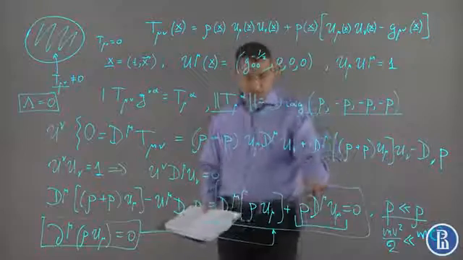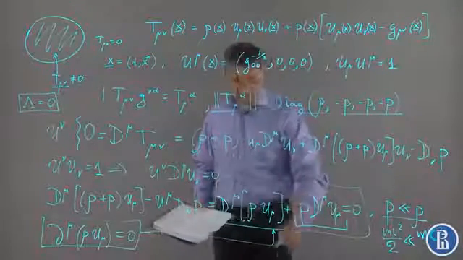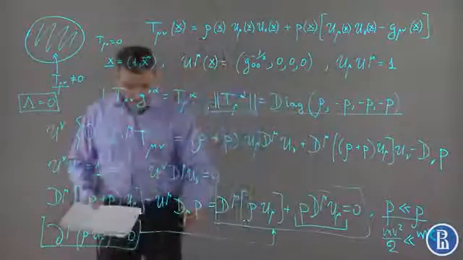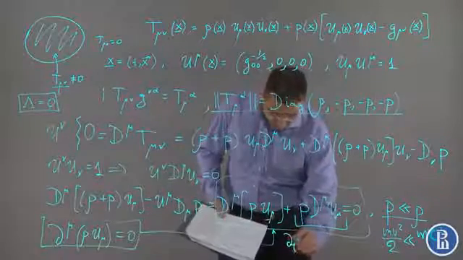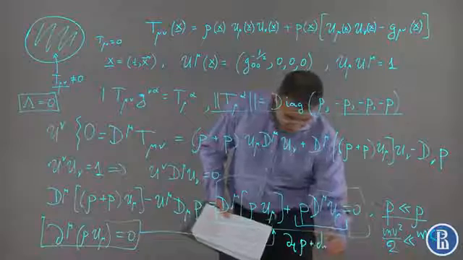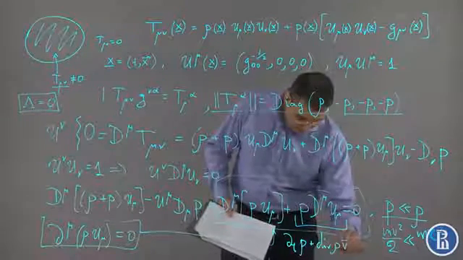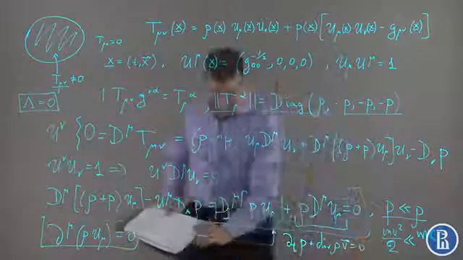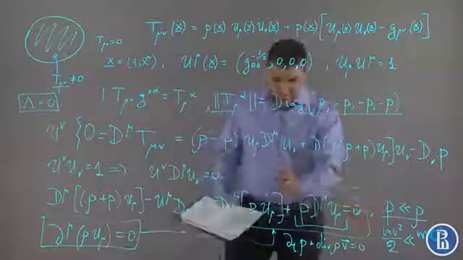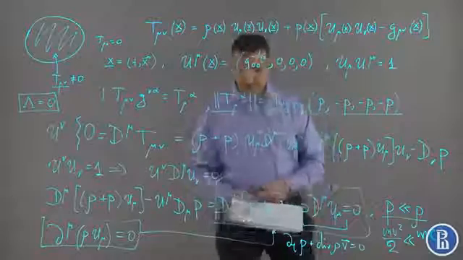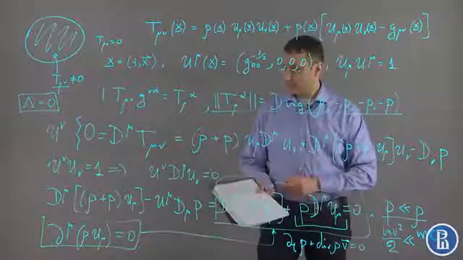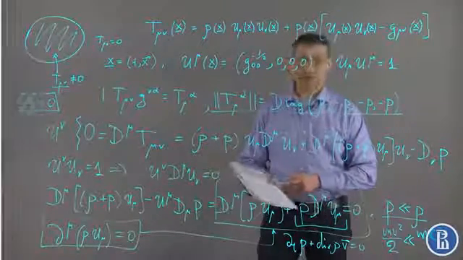So in the non-relativistic limit we would neglect this, and we will obtain this equation, which in three-dimensional notation is nothing but ∂_t ρ plus divergence of ρv equals 0. So the obtained equation has an obvious interpretation as the relativistic covariant extension of the continuity equation.